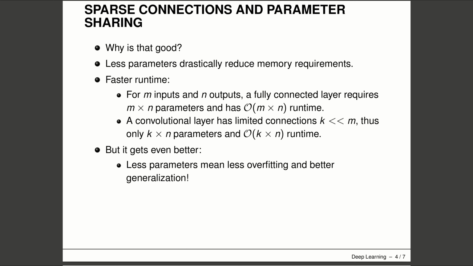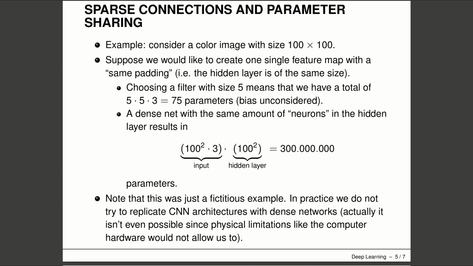M times N. However, in a convolutional layer, we need to learn parameters based on the kernel size that we have, where our kernel is much smaller than our input. Therefore, in this situation, the complexity of our algorithm is k multiplied by n. And also, in general, this is better because fewer parameters means less overfitting, and at the end, better generalization of the algorithm. So far, you see this example for an input size of 3 by 3.